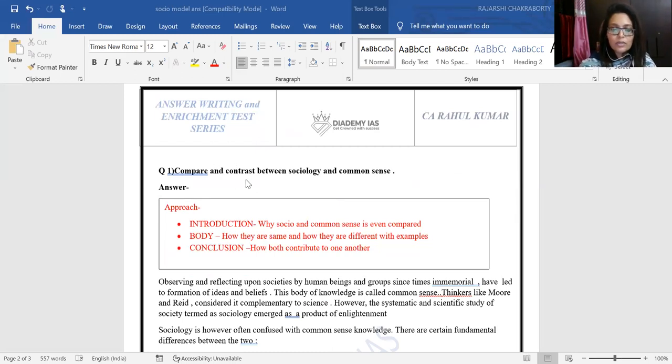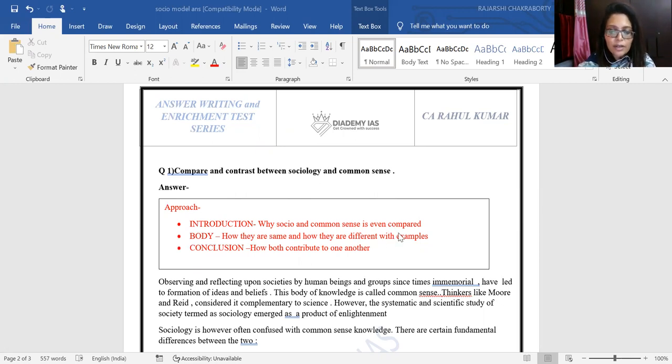The question given to you was: compare and contrast between sociology and common sense. We'll briefly discuss the approach that you should have in answering such questions, and this particular question. First, obviously, it has to be the standard introduction, body, conclusion format.